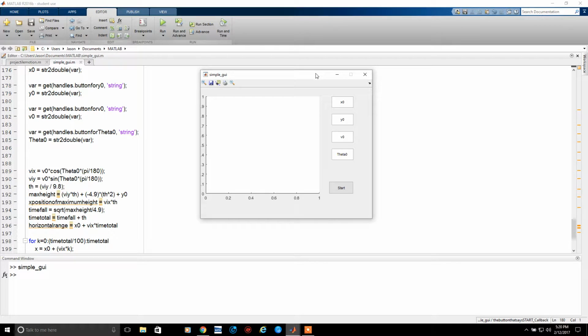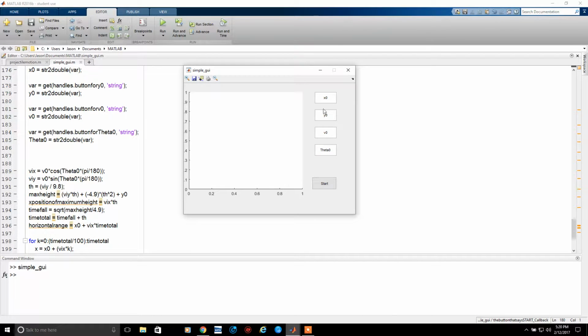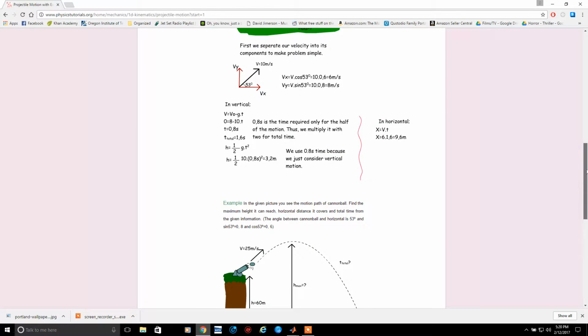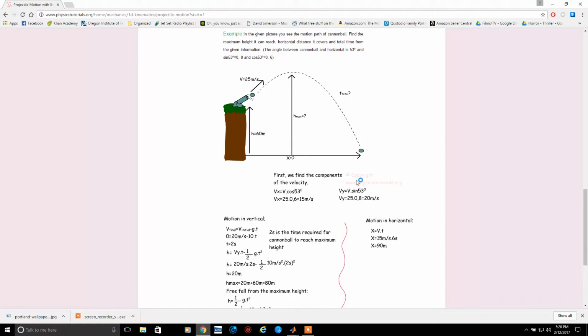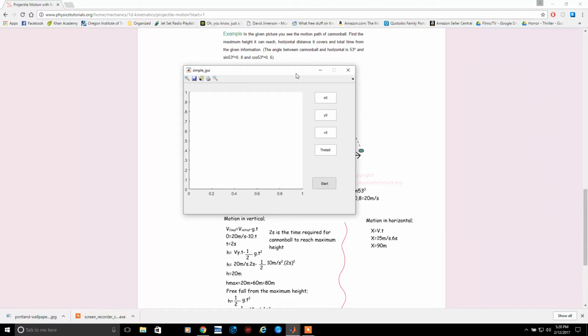Something I wanted to include in my project is to have an initial Y value in case there's a differing starting height than from the origin, such as in this problem. And let's actually try out the GUI for this problem.